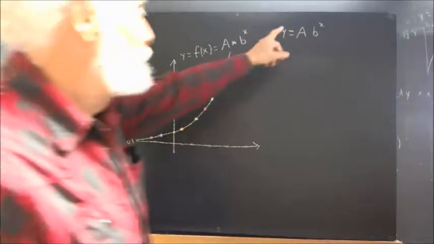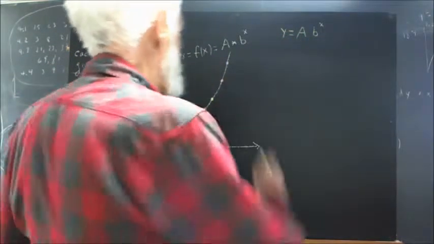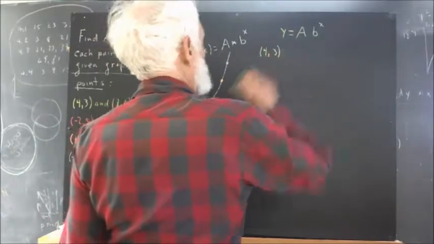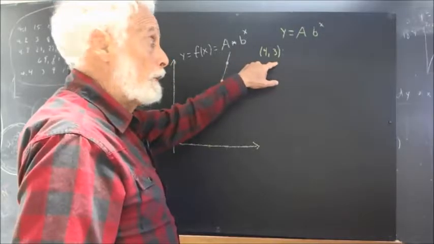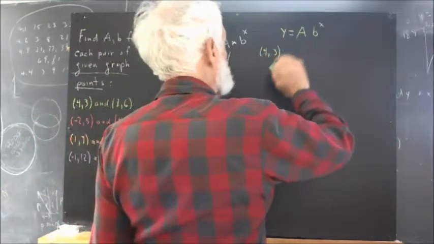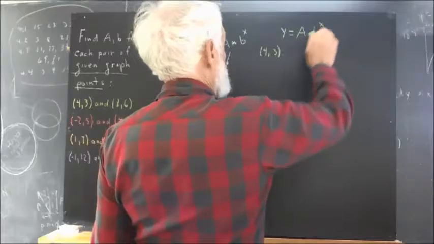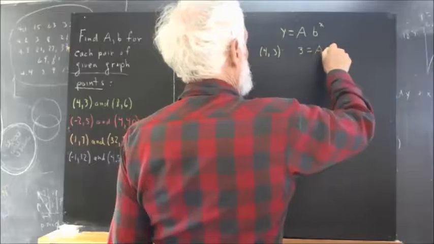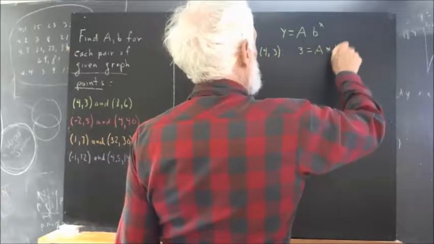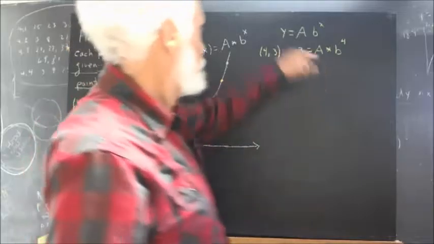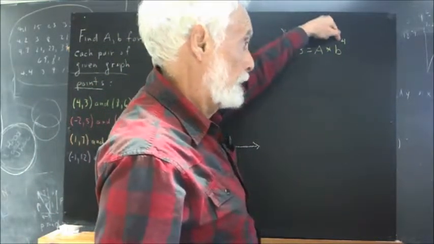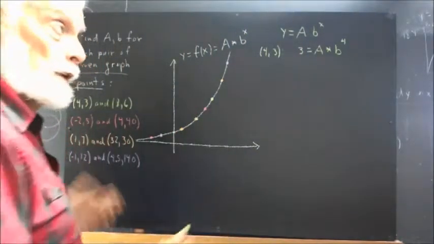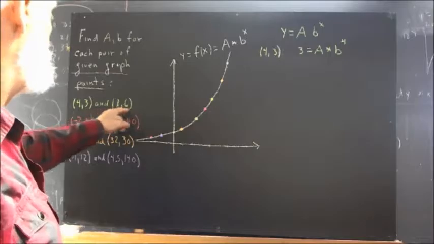So, I've got already in green written up here y equals a b to the x. The first point is (4, 3). Okay, well, 4 is the x value, 3 is the y value, so I can substitute 3 for y, 4 for x. So I have 3 equals a times b to the 4th. X value 4 has been substituted for x. The y value 3 has been substituted for y. Okay, perfectly good equation. Then I have the point (8, 6).